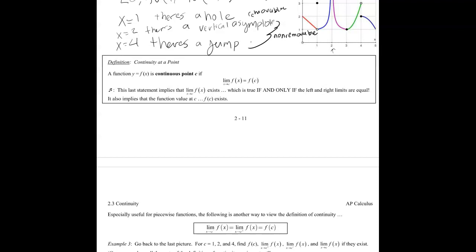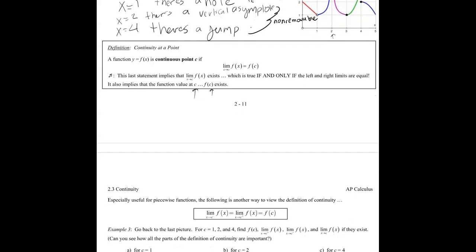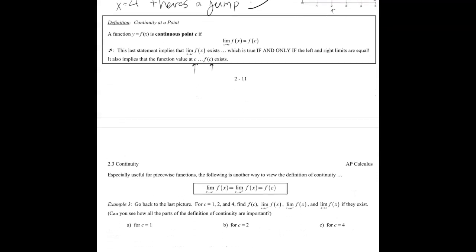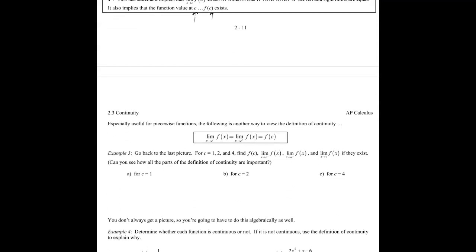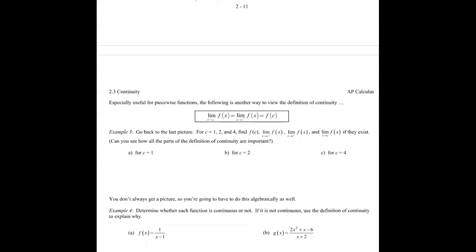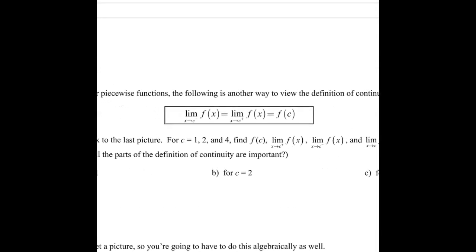These two c's are not necessarily the exact same number. So that's the only poor thing about these definitions. Alright, so especially useful for piecewise functions. The following is another way to view the definition of continuity. A lot of you are going to be good at checking the left-hand limit and the right-hand limit, but make sure you're also checking the value at that point.